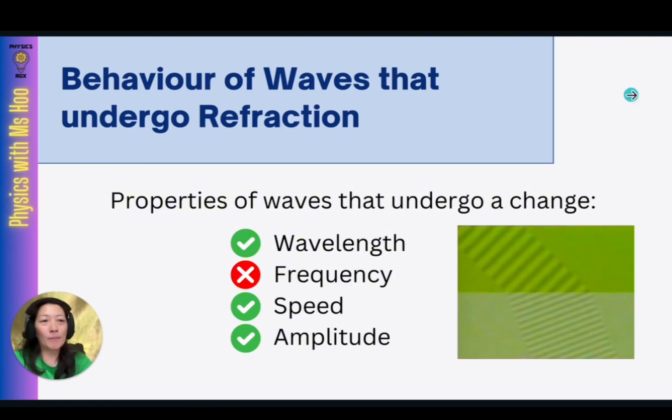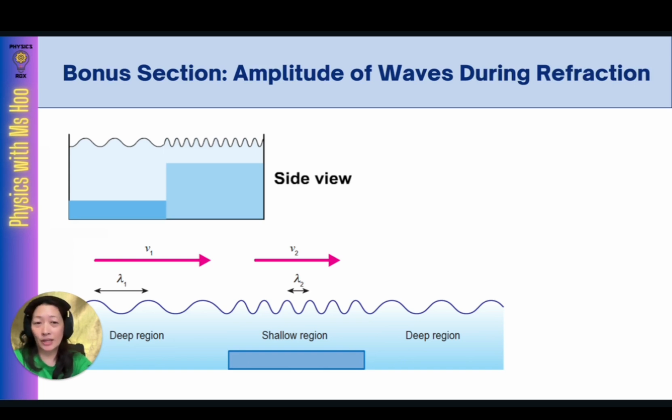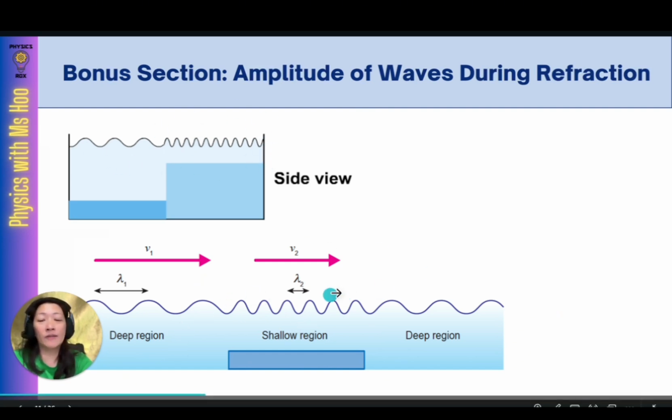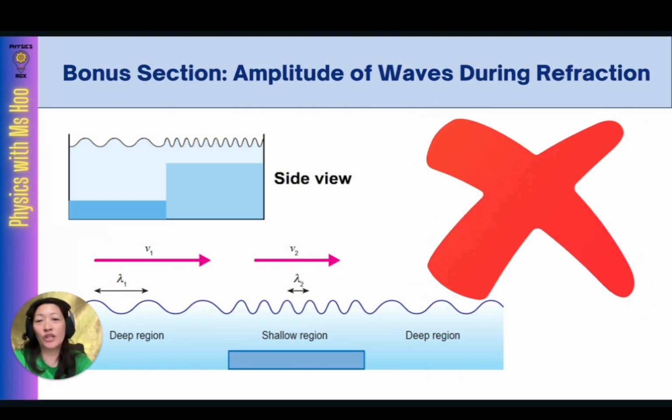Now, how does the amplitude change? I'm going to go through a little bit of a bonus section over here, so you don't need to know this if you're taking SPM or IGCSE, but I'll just explain it anyway. So very commonly, you'll come across side view images like this, which show that the amplitude doesn't change even if the water waves are changing speed due to the different depths. Now, this is actually wrong. There will be a change in amplitude, and it's not what you think.